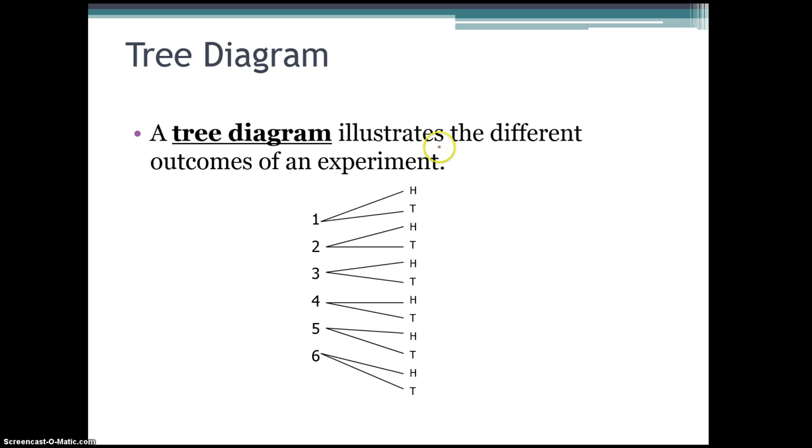If you have a hard time remembering all those things from the previous slide, you could simply list the sample space right next to your tree diagram. So you get 1 heads, 1 tails, 2 heads, etc.